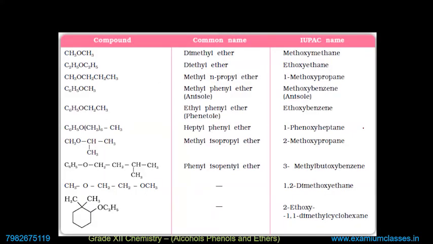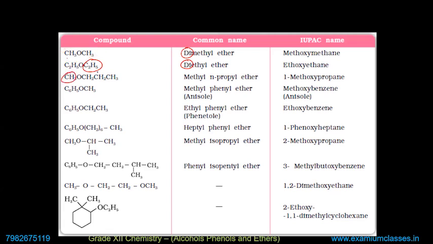Some more compounds, their common names and IUPAC names. Related to ether, this is dimethyl ether. Ethers are those in which alkyl groups are attached to oxygen. These alkyl groups can be the same or different. If they are the same, these are called symmetrical ethers. If the alkyl groups are different, unsymmetrical ethers. Symmetrical ethers are like dimethyl ether or diethyl ether. Unsymmetrical ones will have both groups written separately.